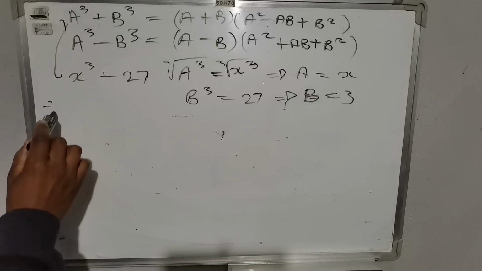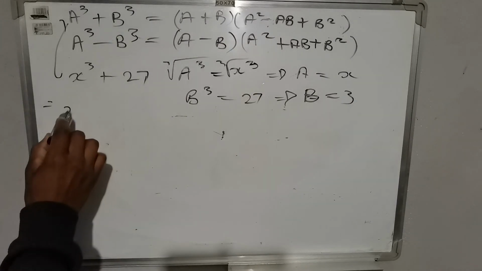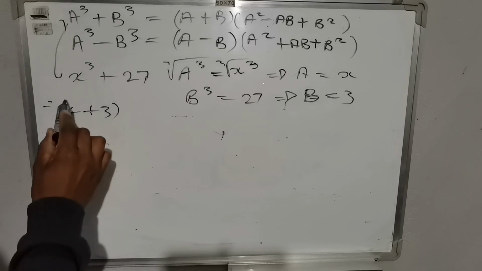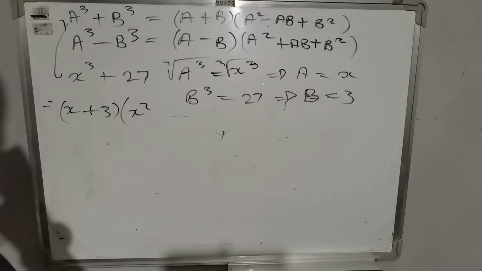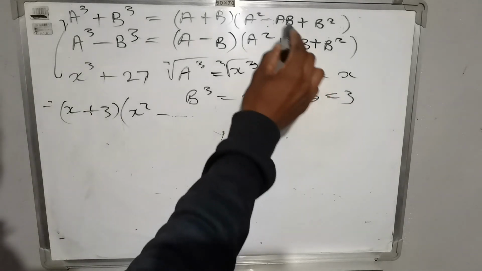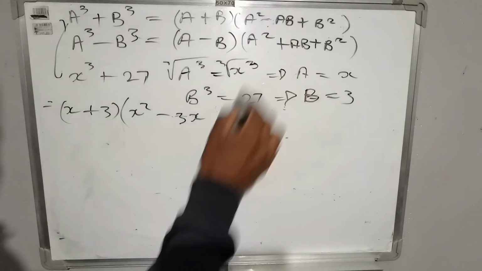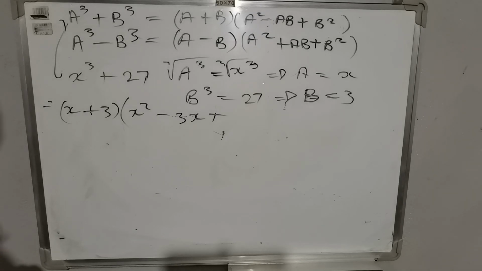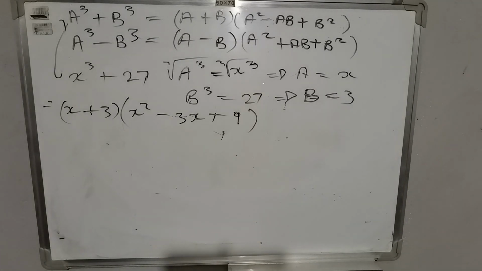This is equal to a plus b. So a is x, b is 3. A squared would be x squared, minus ab, that's 3x, plus b squared. It's 3, so when you square 3, you get 9. That is it. Easy as ABC.